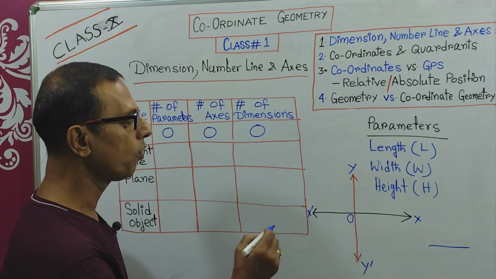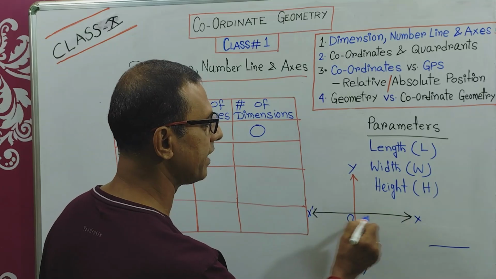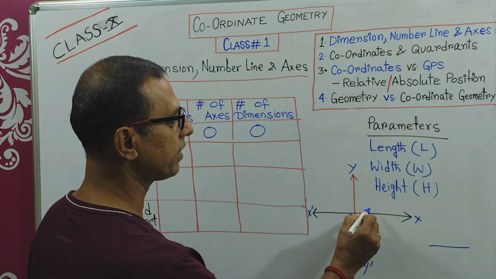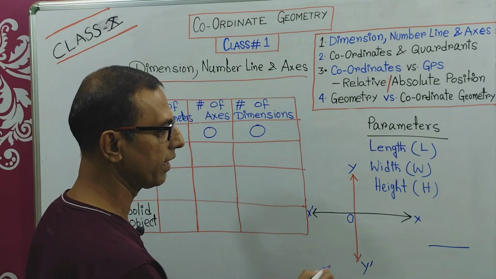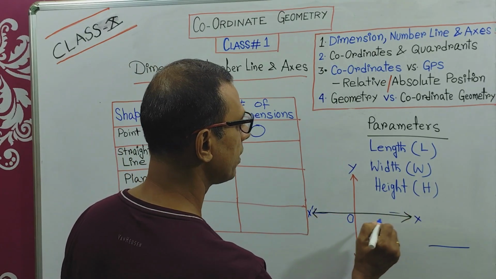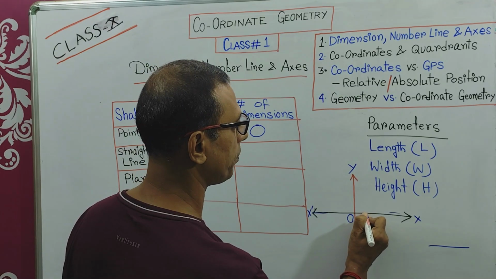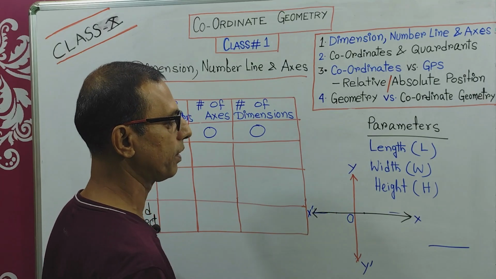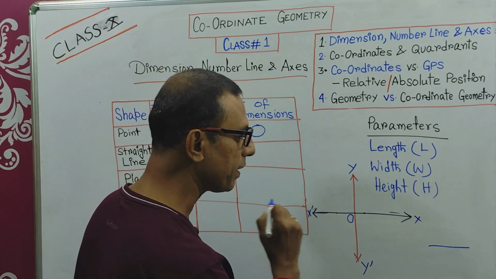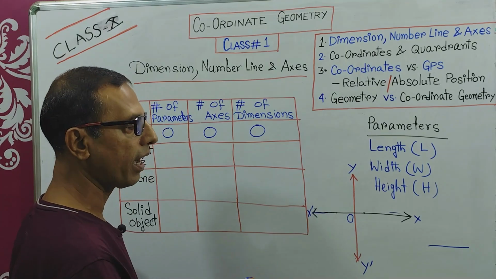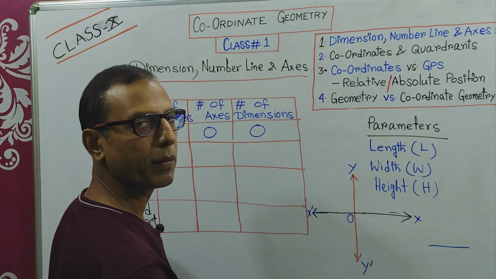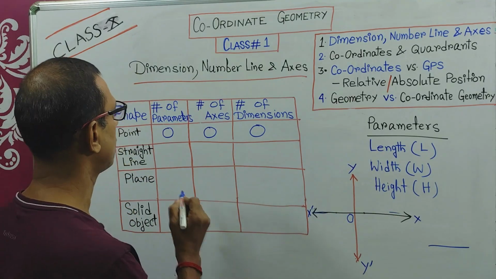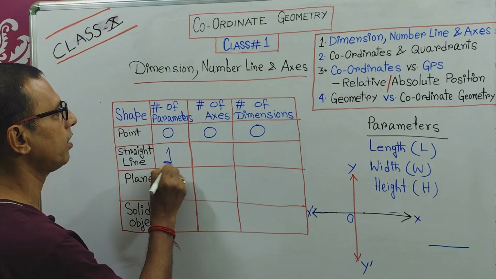For that, what do you need? You only need the number line, that's X. There is no ordinate, only the number line, right? You need the number line to specify the position. Let's say this is the string, then a position could be in the positive direction on that particular line, or in the negative direction on that line. So to specify a position on a straight line, you need just one number line because it has only one parameter, length. So the number of parameters for a straight line is 1.